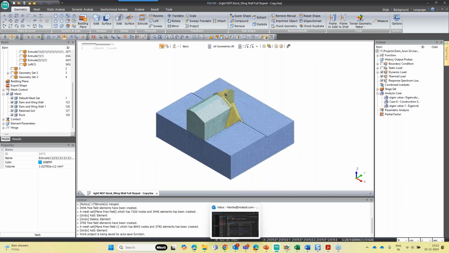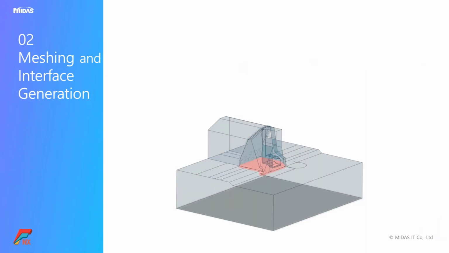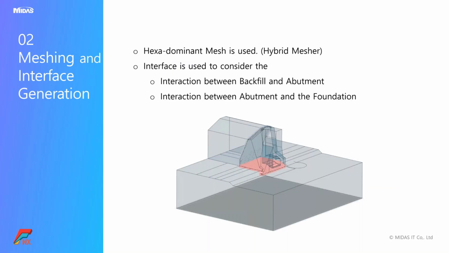Now if we go back to the presentation, let's talk about the next aspects, which are the meshing and interface definition. Here we can see the mesh. The mesh that I used was the hexa-dominant mesh, wherein you will have a lot of hexahedral elements. The reason for using hexahedral elements is to speed up the analysis.